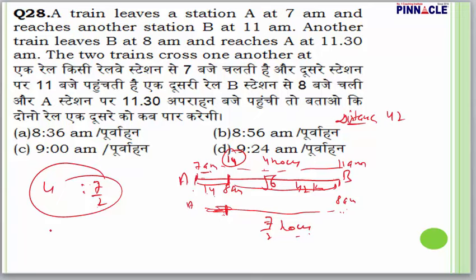Here train B was traveling 56 divided by 7 by 2, that is, this speed is 16 kilometers per hour. Here this speed is 16 kilometers per hour, and this speed is 14 kilometers per hour. So 16 plus 14 is 30, and the distance between these two points would be 42.